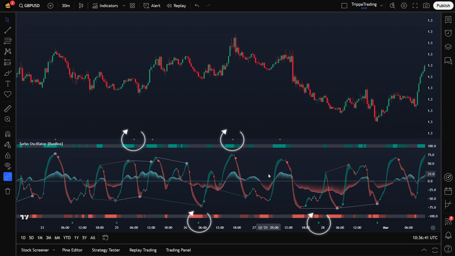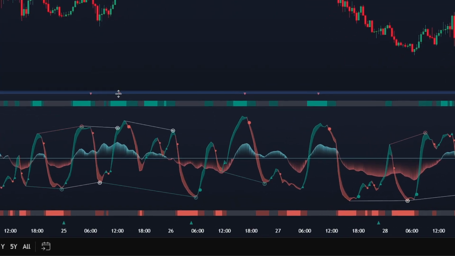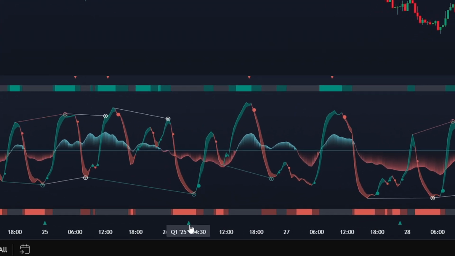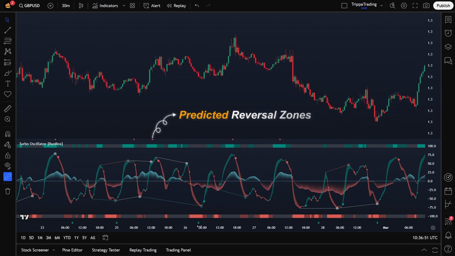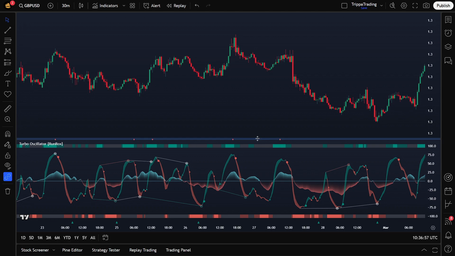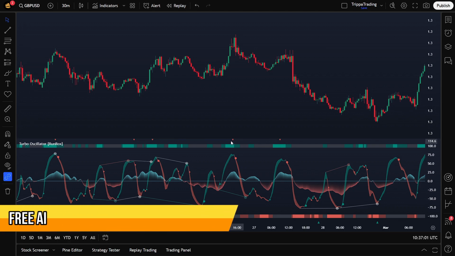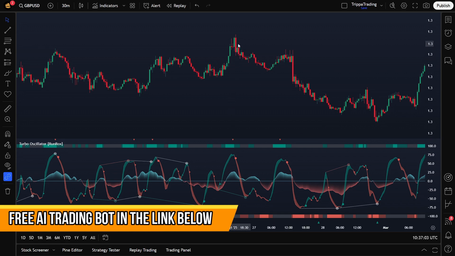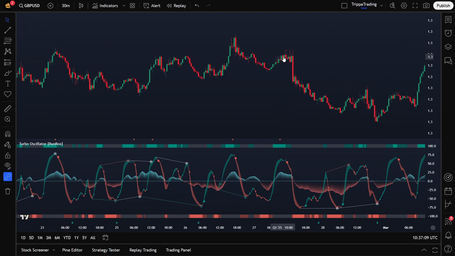Next, we have these arrows at the top and bottom of the oversold and overbought levels. You might be thinking, what exactly are they? Well, these are called predicted reversal zones. In cases of strong overbought or oversold conditions, the indicator detects potential price pullbacks and marks the beginning of a trend change. This helps better identify trend shifts. These reversal zones can actually be used as potential take profit points for your trades.